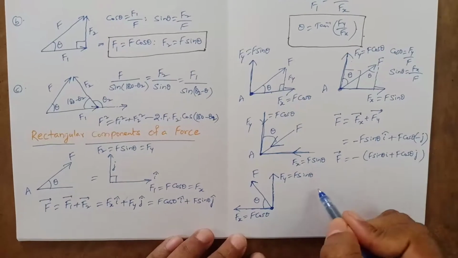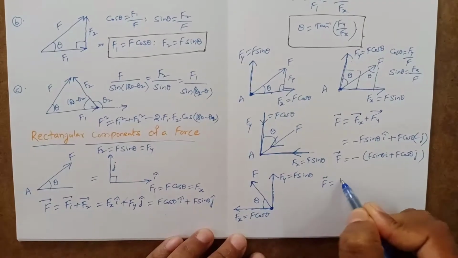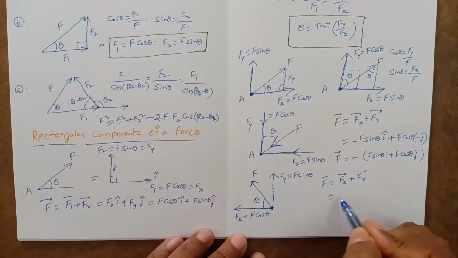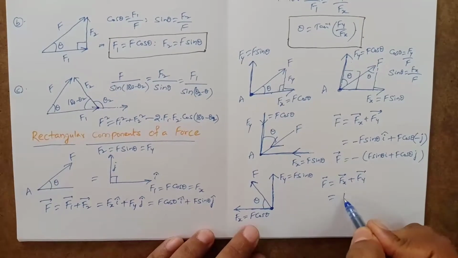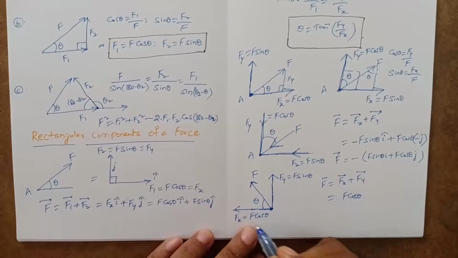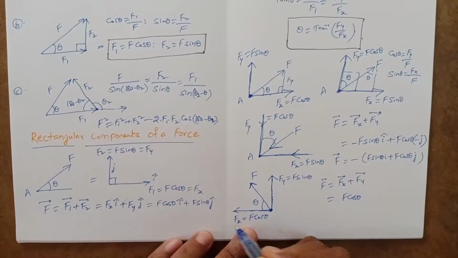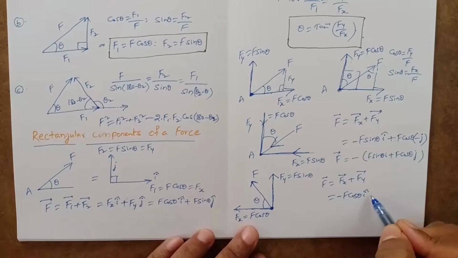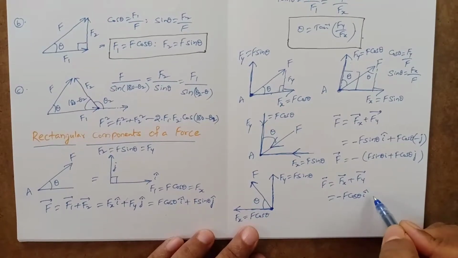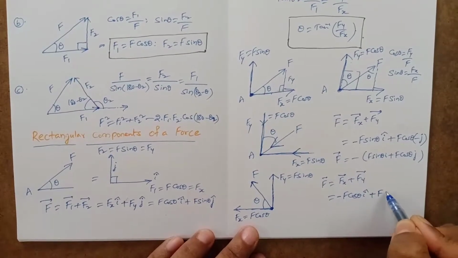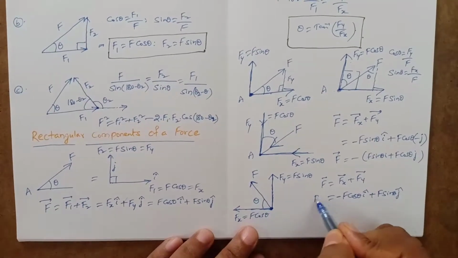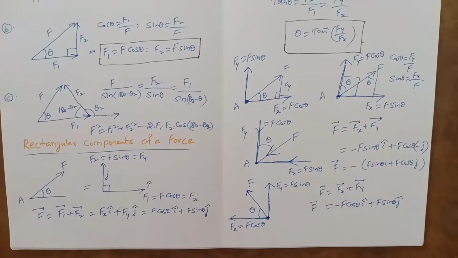Again, now if you write this F bar, that is equal to Fx bar plus Fy bar. Now Fx magnitude is F cos theta, and it is acting along minus x-axis, so it is minus i cap, and Fy is acting along positive y-axis, so it is plus j cap only, so its value is F sin theta j cap. So this is F bar.